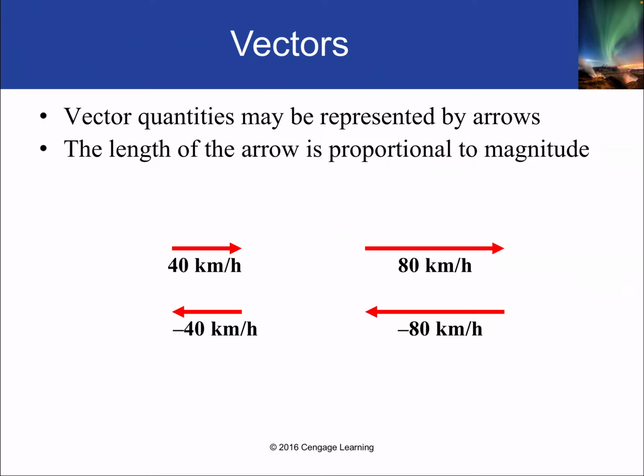The bottom line, the examples, notice the arrowheads are pointing toward the west. And notice we put a negative sign in front of it to show that they are pointing toward the west, toward the negative side of that number line. So negative 40 kilometers toward the west, negative 80 kilometers toward the west.